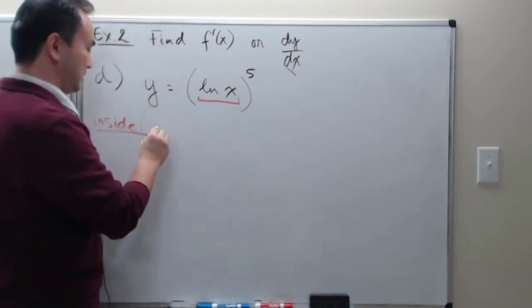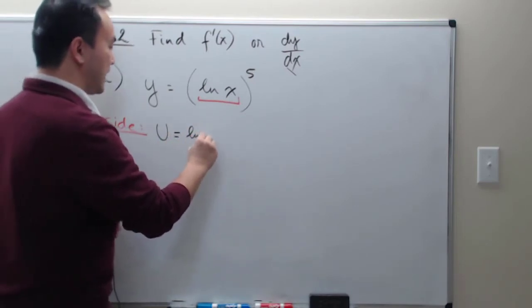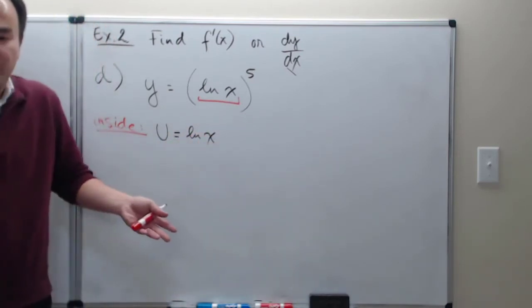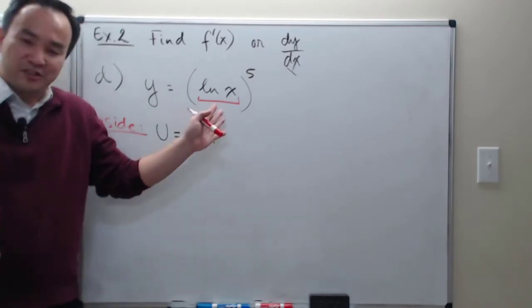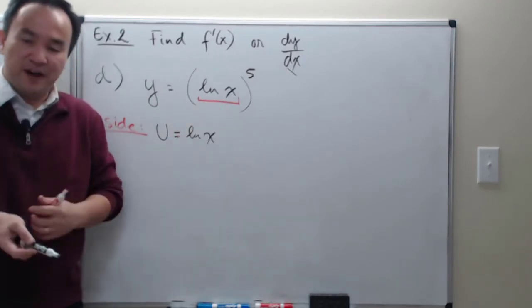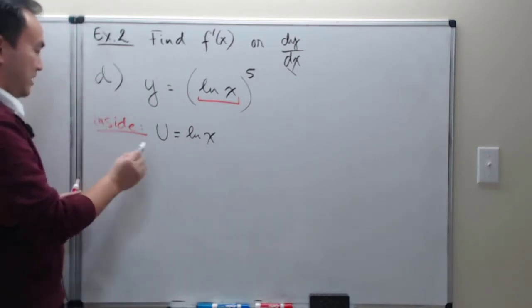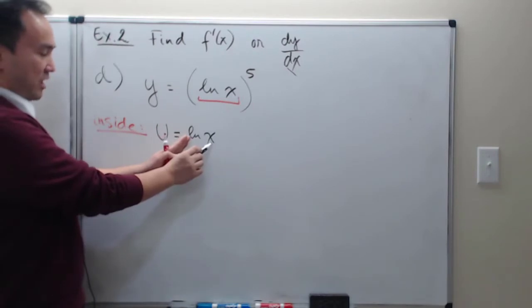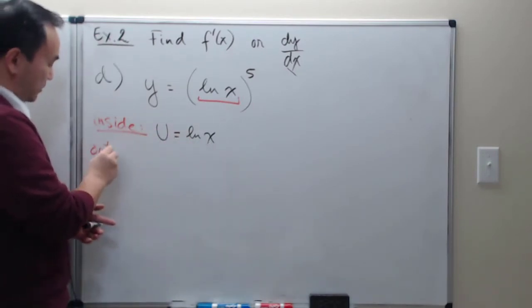I can recommend taking natural log of x right here as the inside this time. So I'm going to say let a variable u be natural log of x, even though, as I said, there is no right or wrong. It's just what I recommend here, simply because I've found this is the best one for me, but you can find another one, who knows, that works better than mine.